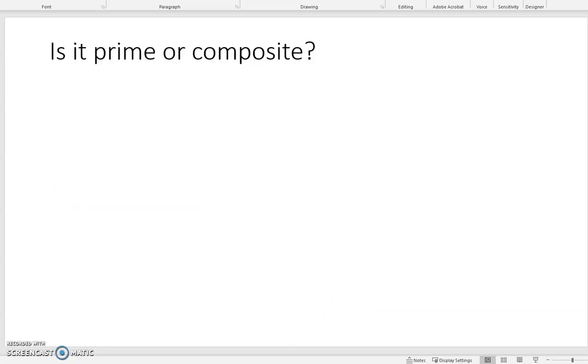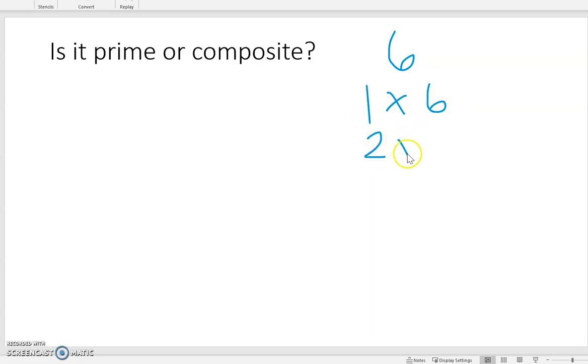The first thing you're going to tell me is if your number is prime or composite. I'll do this example using the number 6, since that's a number we won't be using. 6 is a composite number because it has more than 2 factors. Because to get 6, I could do 1 times 6, or I could do 2 times 3. Prime numbers, the only way that you can achieve a prime number is by taking 1 and multiplying it by itself.